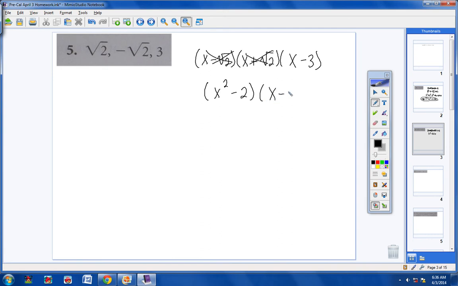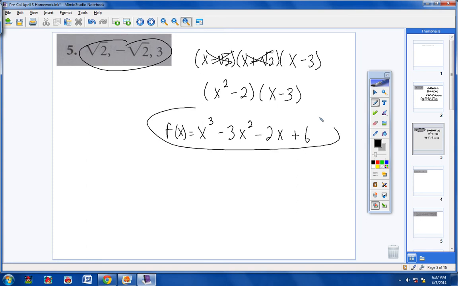Next I will bring down my x minus 3. And now let's multiply these together. You will get x cubed minus 3x squared minus 2x plus 6. Now let me quickly check the answer on that to make sure we're right, and it looks like we are. So there we go. There's a third degree function that has these zeros right here. All right, let's take a look at number 9.